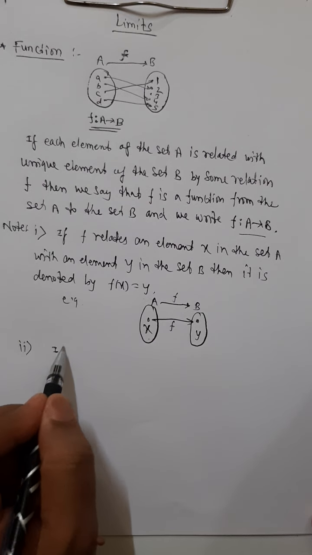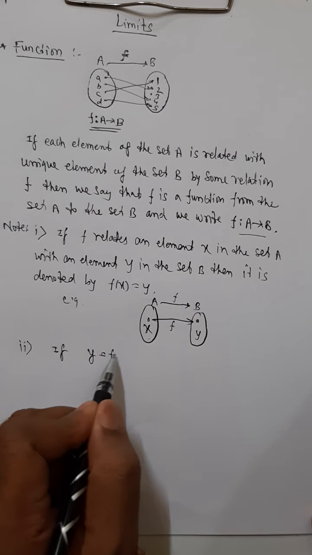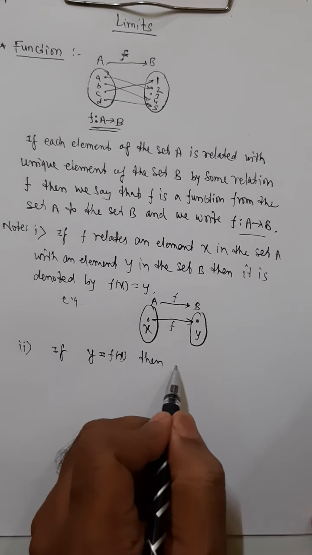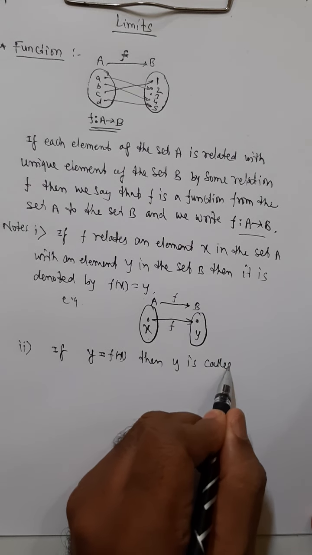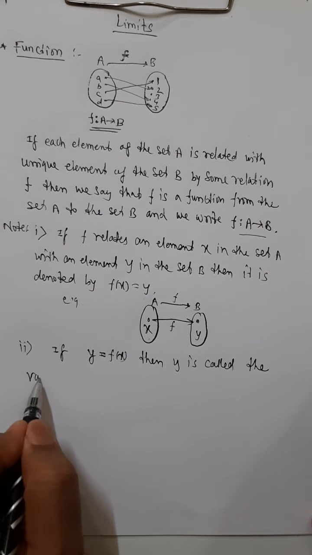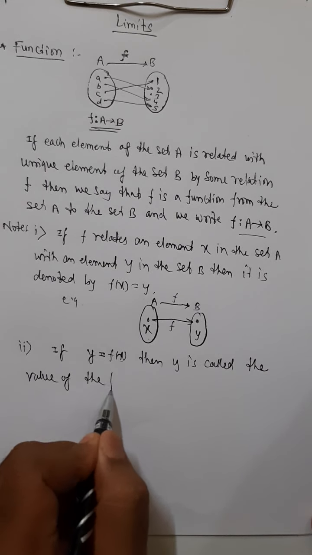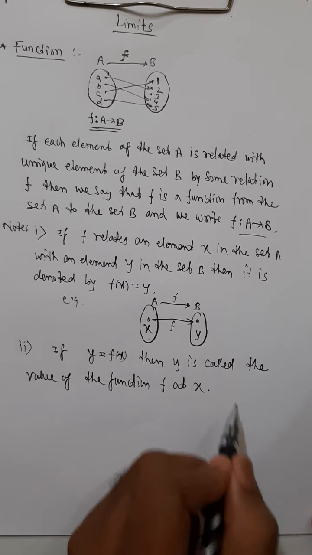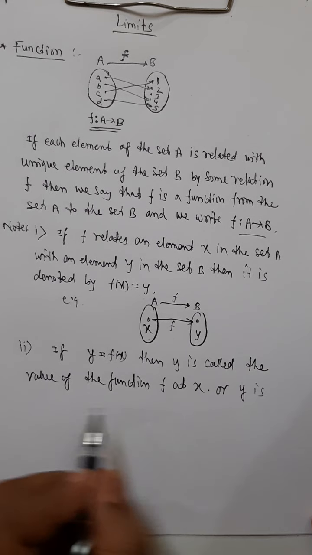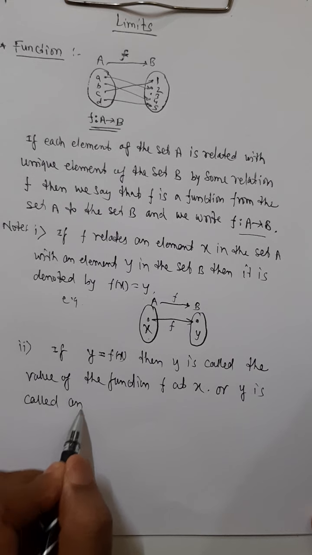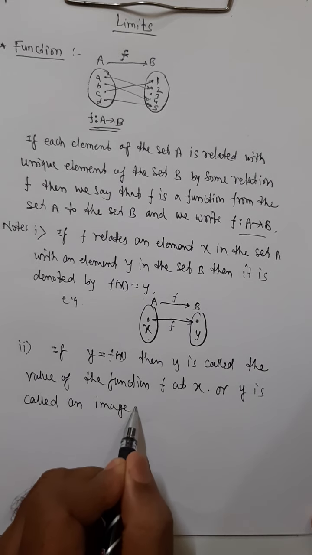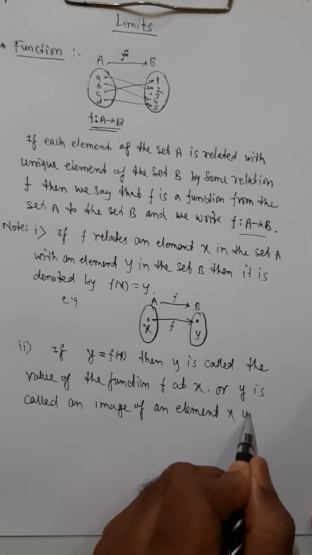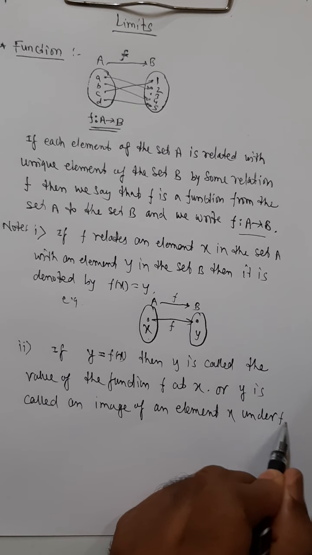Second point is, if we write y equal to f of x, then y is called the value of the function f at x, or y is called an image of an element x under f.